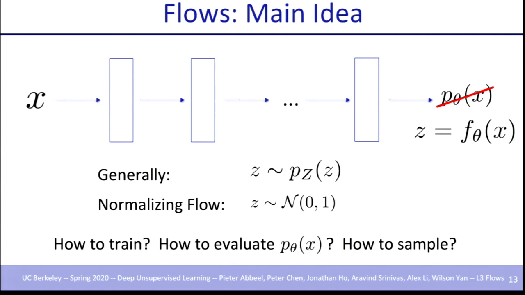We still have a lot of questions on how to train, how to evaluate the probability density, how to sample. But in some sense, what you see here is that we're getting around this normalization issue by saying we're not going to output directly a density per se. We're going to output from this transformation of variable z, which has a predefined density that we're going to maybe have be a normal, maybe uniform, and so forth.